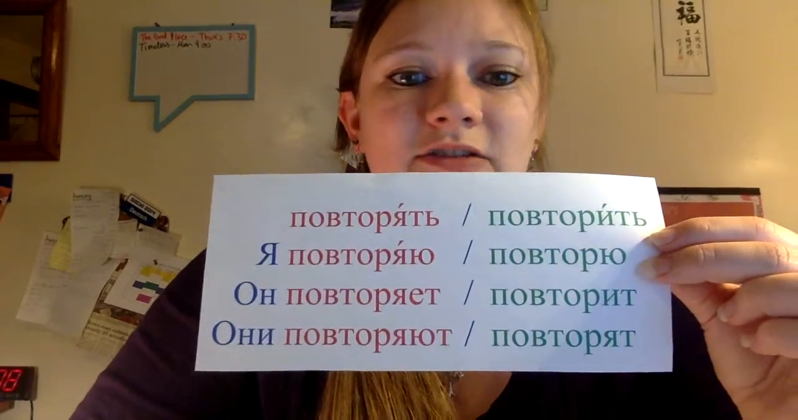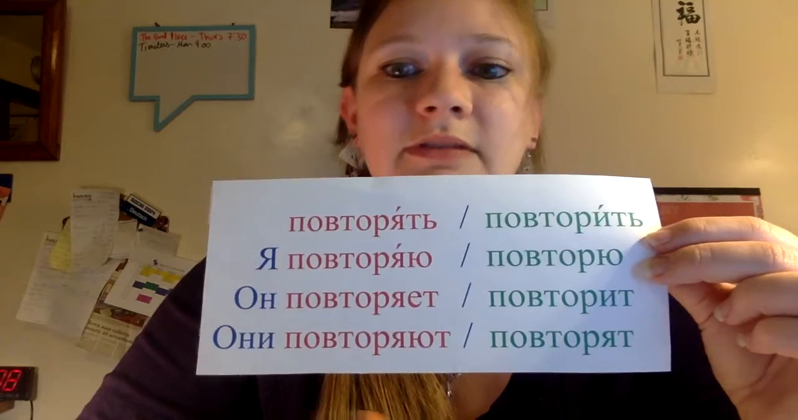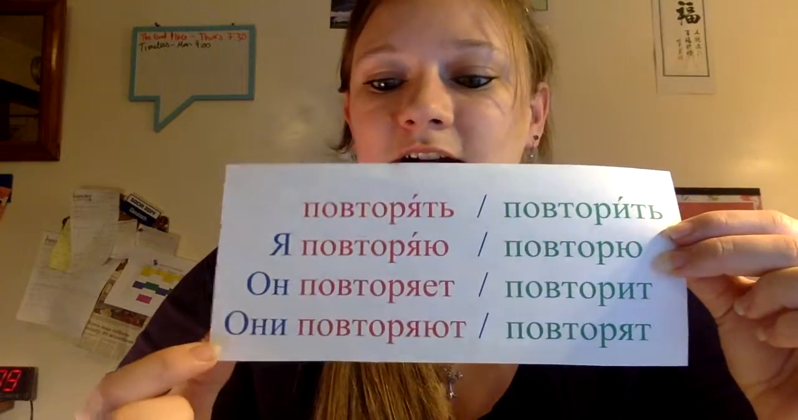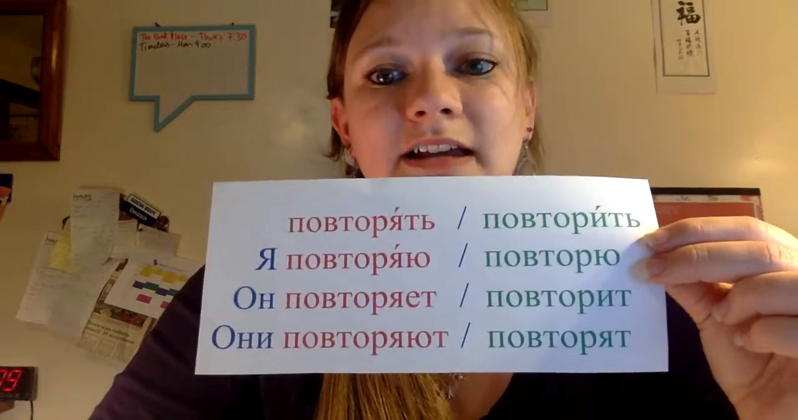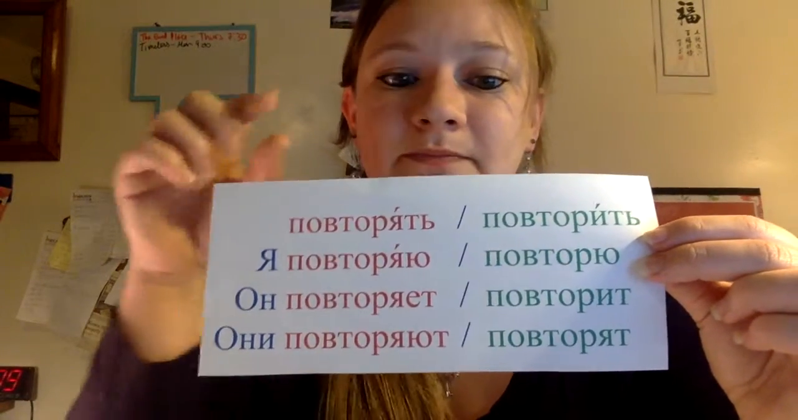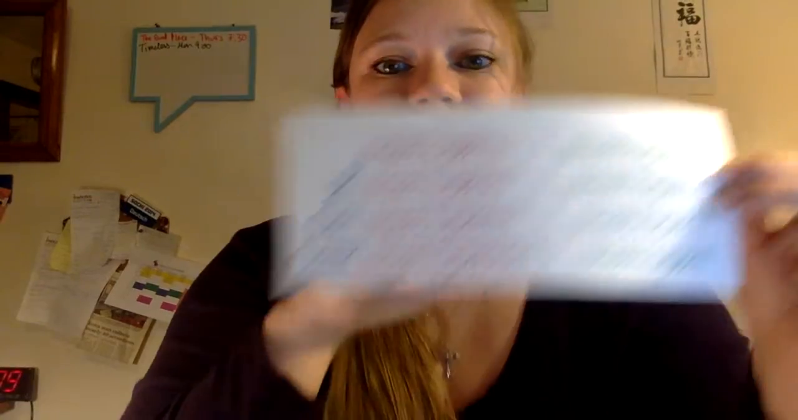And then in the conjugation, they're super similar. Я повторяю, я повторю. Down here, они повторяют, они повторят. So the difference is in the conjugation type. Type 1, type 2. And there are some more of these pairs on the Mezhdunami website in 6.2 if you want some more examples.